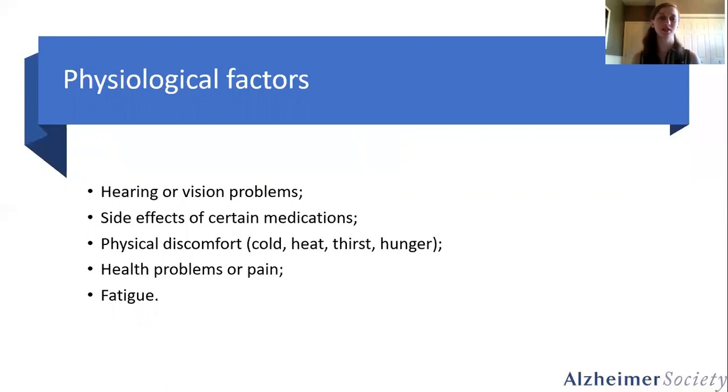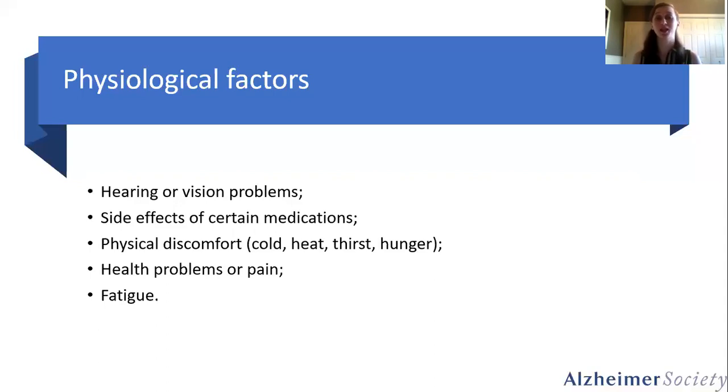So sometimes it's as simple as a hearing or vision impairment. Sometimes it's side effects of certain medications, physical discomfort, health problems, pain, fatigue. All of these can contribute to how that person is feeling and therefore how they're acting. A person might be more disoriented in their environment if they can't see it properly. If a person needs a hearing aid and they're not wearing it right now, being able to follow verbal cues and directives might be even harder for them than just with their Alzheimer's alone.